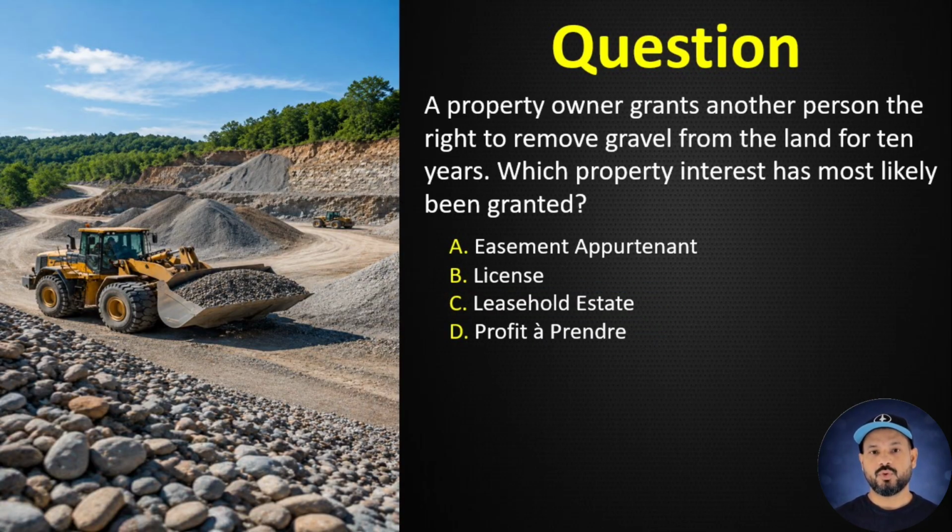Question number 44. A property owner grants another person the right to remove gravel from the land for 10 years. Which property interest has most likely been granted? A. Easement appurtenant. B. License. C. Leasehold estate. D. Profit à prendre. Correct answer, D. Profit à prendre. A profit à prendre allows a person to enter land and remove natural resources.